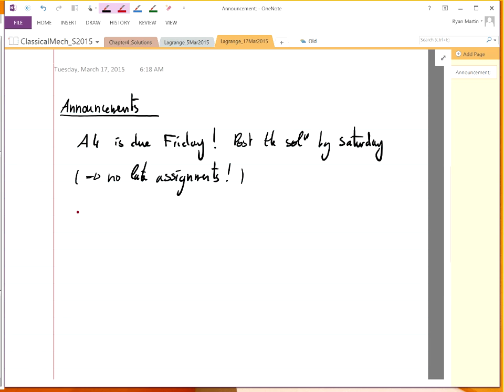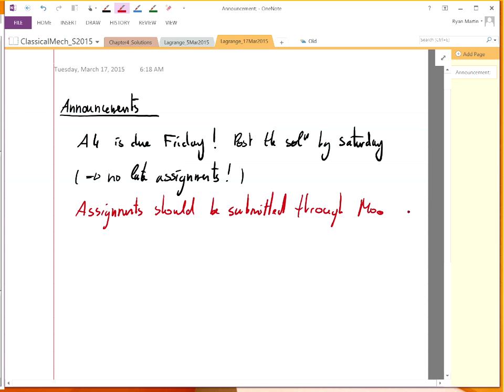Now, I've said this before, but assignments should be submitted through Moodle in PDF. Okay? Makes it easier to mark. Otherwise, the marker has to spend a lot of time dealing with formatting and things like that instead of marking the assignment.